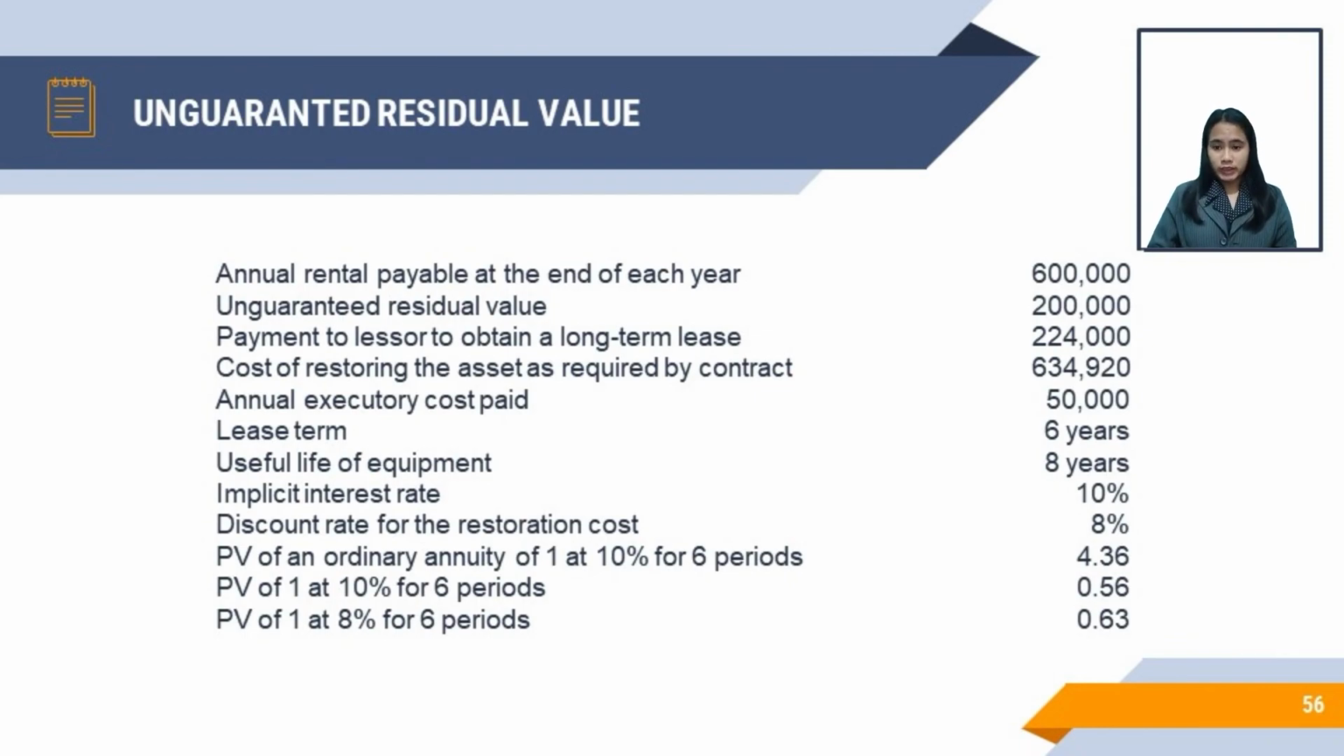Lease term for 6 years. Useful life of equipment of 8 years. Implicit interest expense of 10%. Discount rate for restoration cost of 8%. We also have the present value of an ordinary annuity of 1 at 10% for 6 periods of 4.36, the present value of 1 at 10% for 6 periods of 0.56, and lastly, the present value of 1 at 8% for 6 periods as well of 0.63.